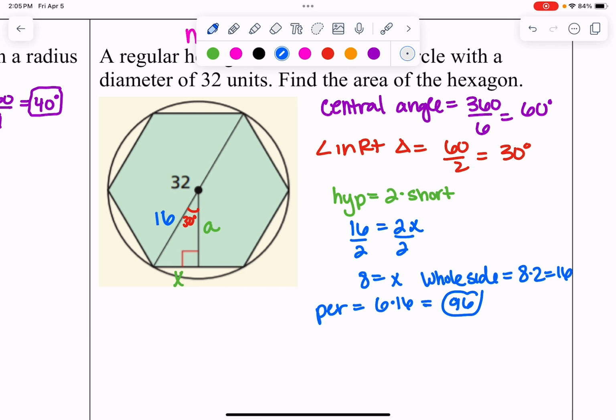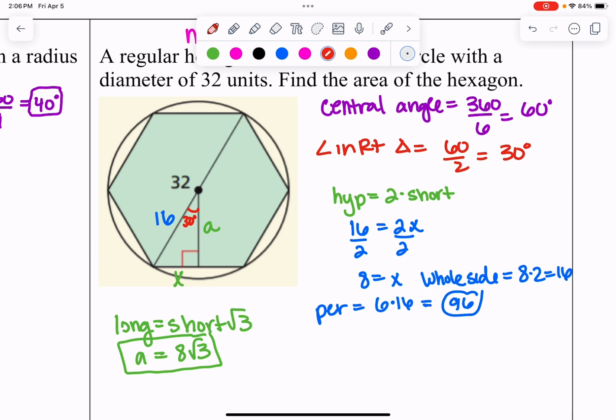So now all I need to do is find my apothem. Still using my 30, 60, 90 rules, my apothem is opposite the 60-degree angle. And so that means that I can use my other rule, and that is that long is equal to short times the square root of 3. So my long side, my apothem, is equal to, I just found out my short side, it's 8. So 8 radical 3 would be the length of my apothem.